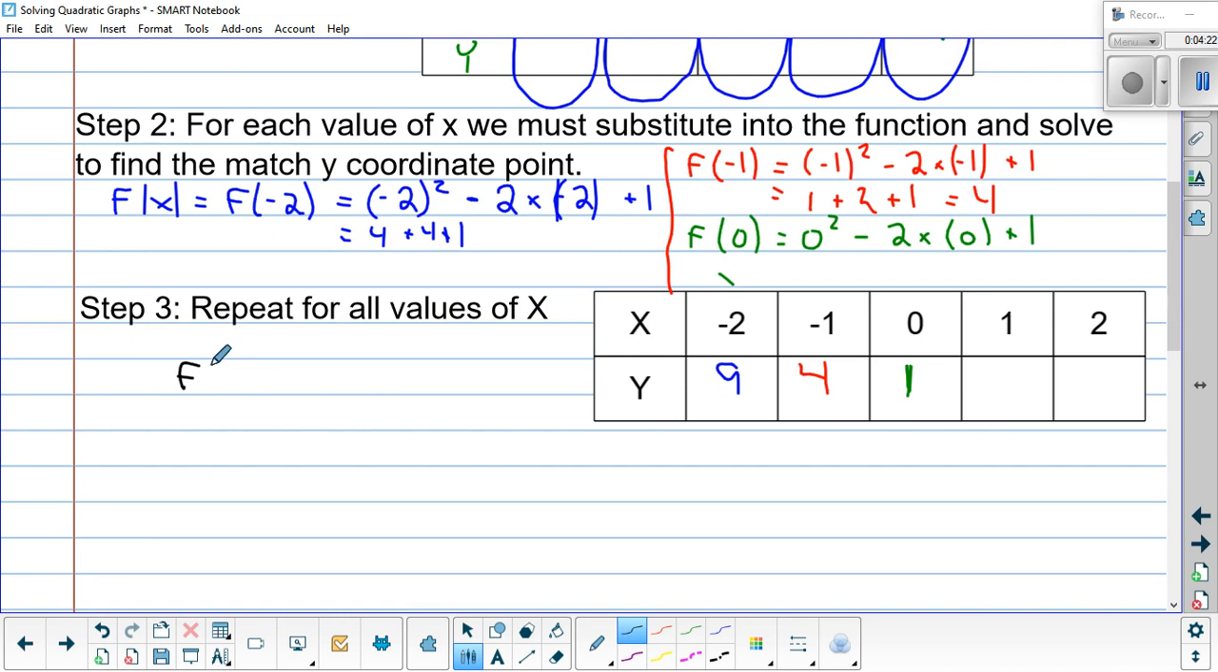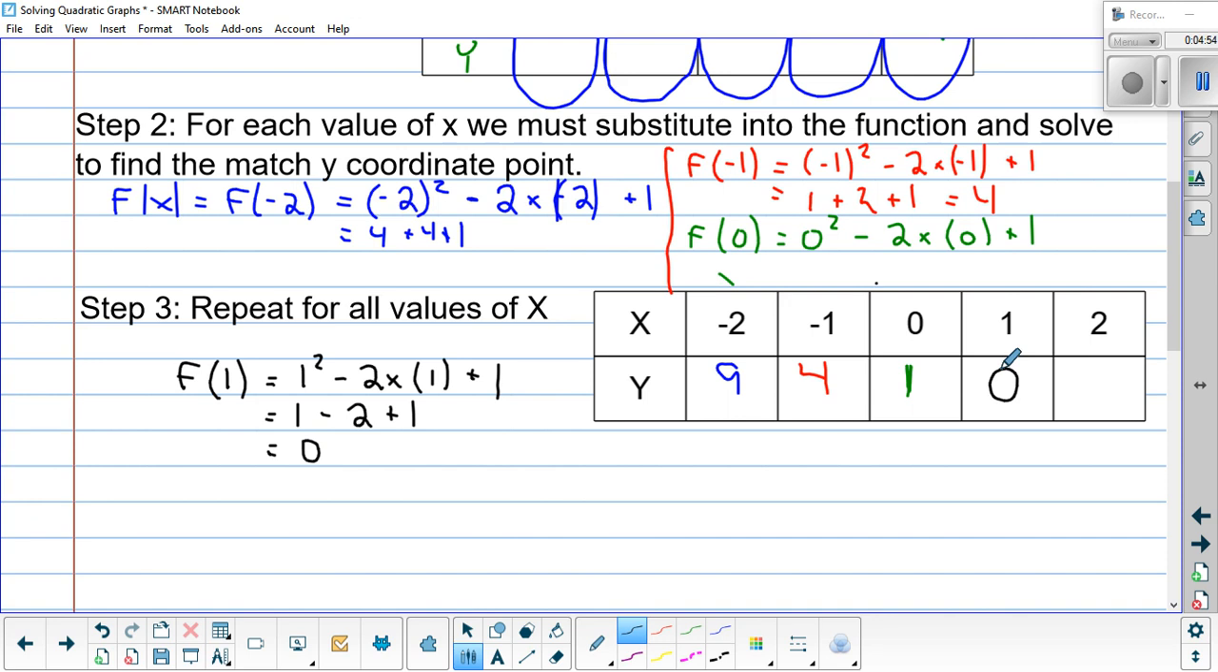So I'll do this in black over here. I'm going to evaluate f, our function, at 1. So here, we're going to have 1 squared minus 2 times by 1, and then plus 1. So here, 1 squared is just 1. Minus 2 times 1 is minus 2. And then we add 1, which gives us a value of 0. 1 minus 2 is negative 1, and then plus 1 is 0.